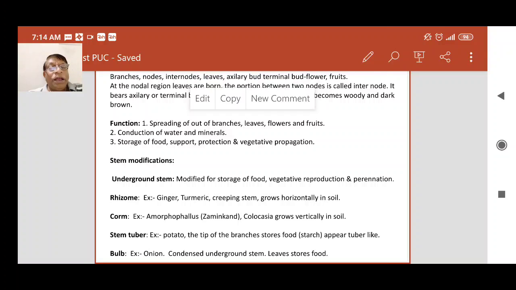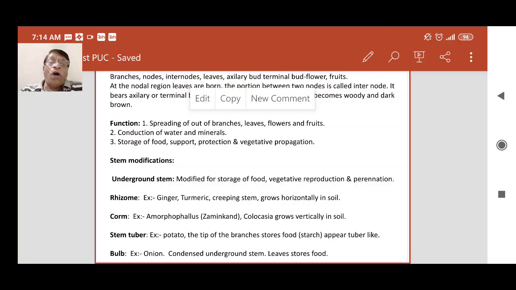Okay. If you examine carefully the rhizome or the ginger, it is thick and fleshy because it stores food materials. It shows many nodes and internodes, even scaly leaves. Axillary and terminal buds are there in ginger and turmeric, banana.